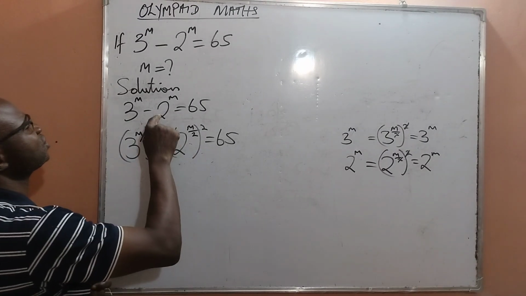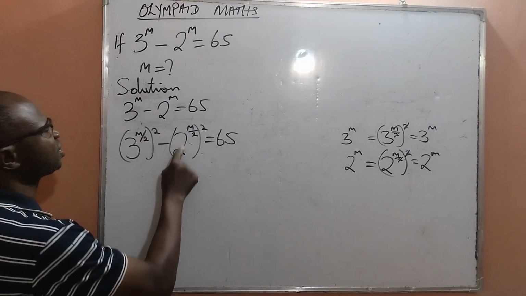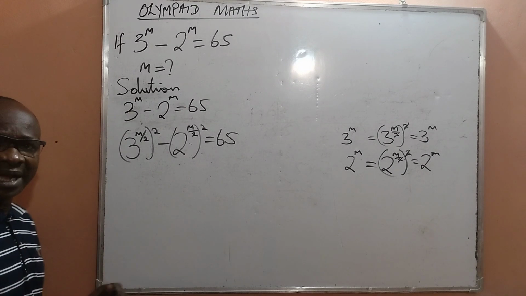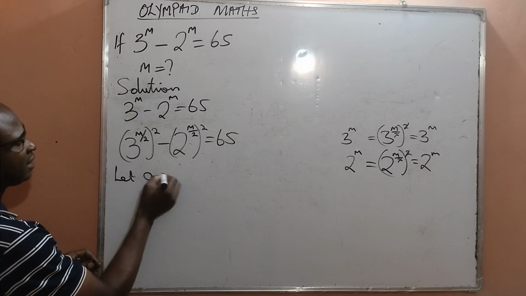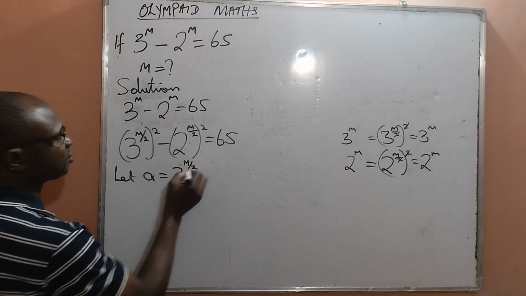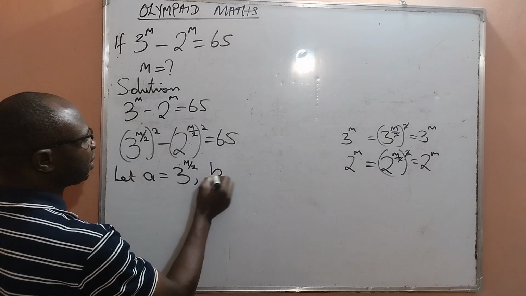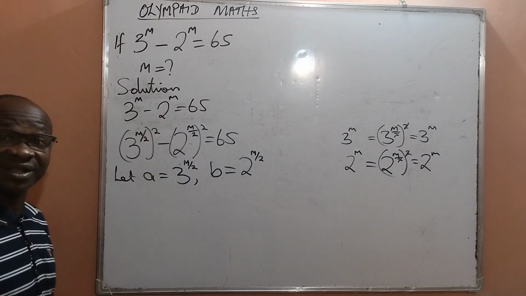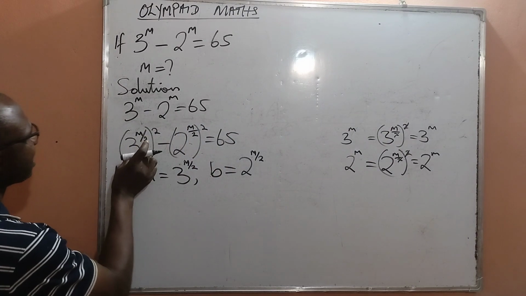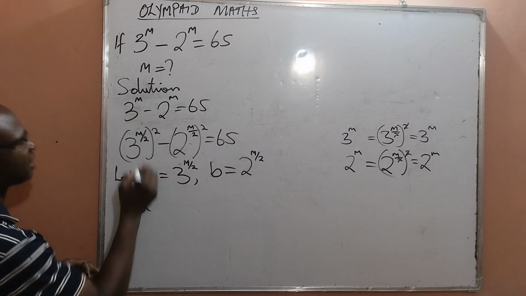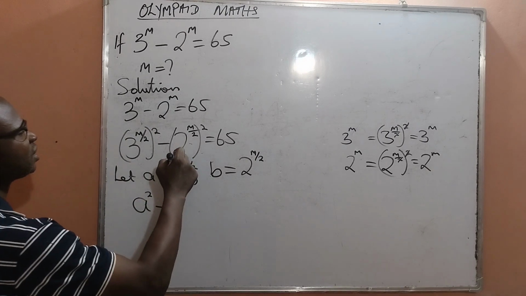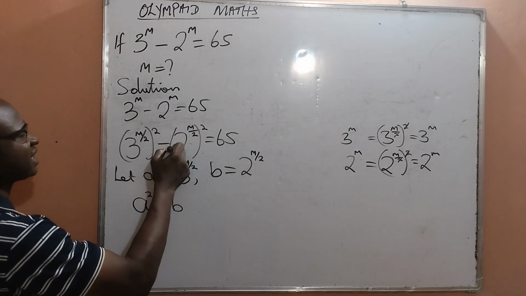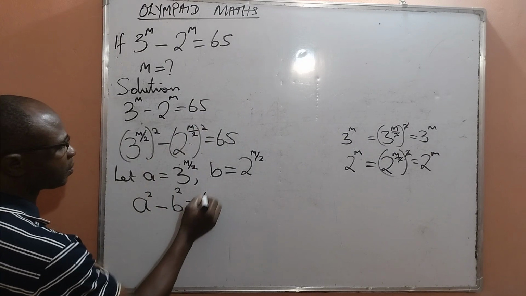Like I said, that 2 all over m multiplied by 2 is the same thing as just m. Okay? Therefore, 2 raised to the power m is now written as 2 raised to the power m over 2 multiplied by 2. Good. Alright. Let's look at it this way. Let a be equal to 3 raised to the power m all over 2 inside the bracket, and also b be equal to 2 raised to the power m all over 2 as it is contained in the bracket. That means I can now replace into the bracket a, then raised to the power 2, minus into the bracket I have 2 raised to the power m all over 2, which is now represented as b, then raised to the power 2. It is equal to 65.